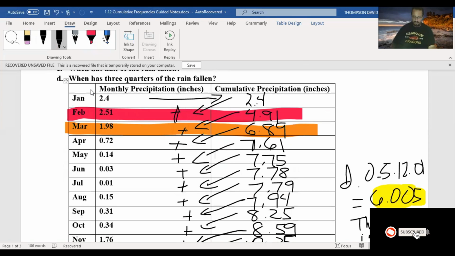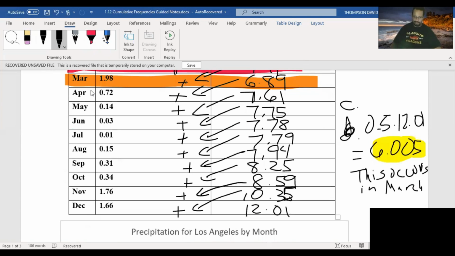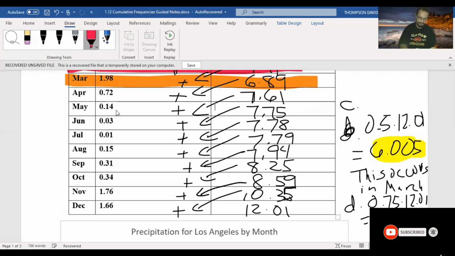So this is part C, not D. For part D, we're asking when has 3/4 of the rain fallen. So for D, just do 0.75 for 3/4 times the 12.01, which gives me 9.0075. So we're looking for 9.0075, and we'll use our orange and red to find it.